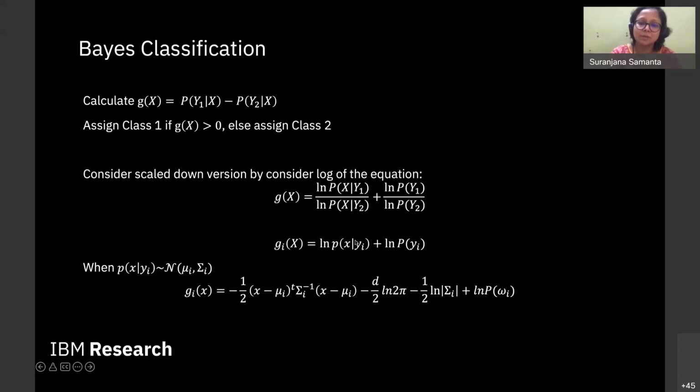Let's say it's a binomial distribution. The binomial distribution will have certain equations for the prior and for the likelihood. So we have to put these two equations in terms of the binomial distribution, and then we will get g_i(x).